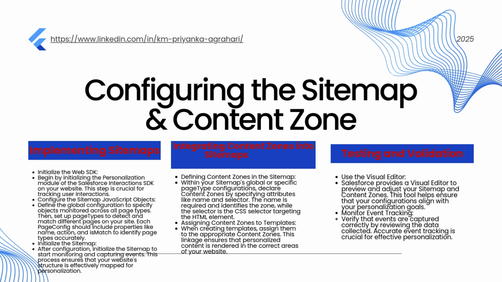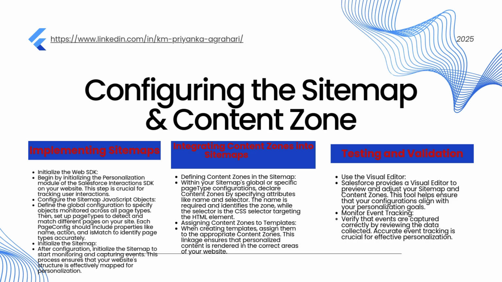Configuration details include the name, a unique identifier for the content zone, for example home hero or product details, and the selector, a CSS selector that targets the HTML elements where the personalized content will be injected. Commonly used content zones are, for example, home hero or home banner for home page banners, and product details for product recommendations on product details pages.